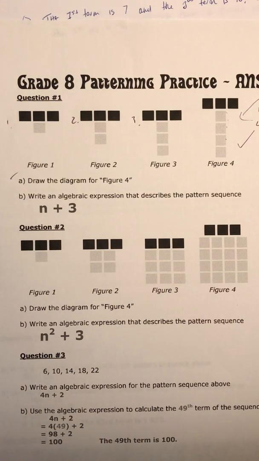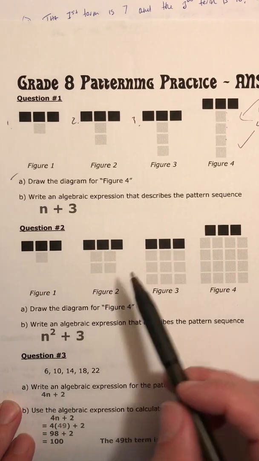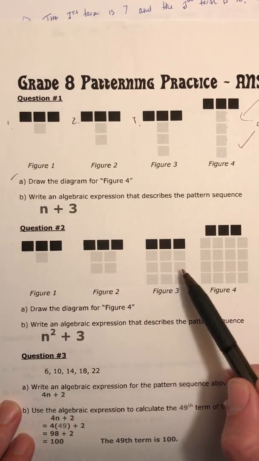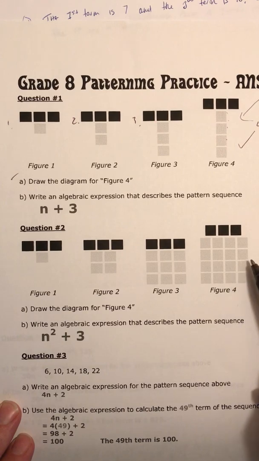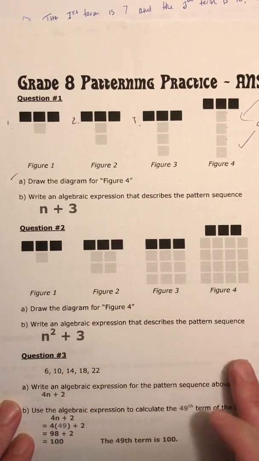It's a little more advanced concept, but you need to see that this is 2 to the power of 2. This is 3 to the power of 2. This is 4 to the power of 2. So we've got an exponent in here, so we can start to see those kinds of things.